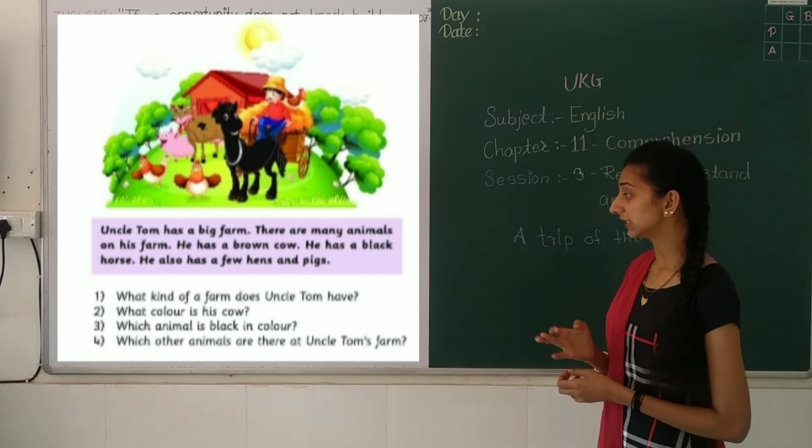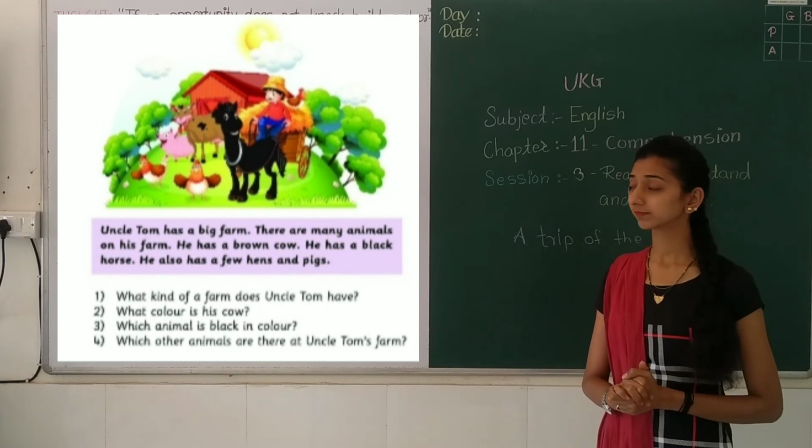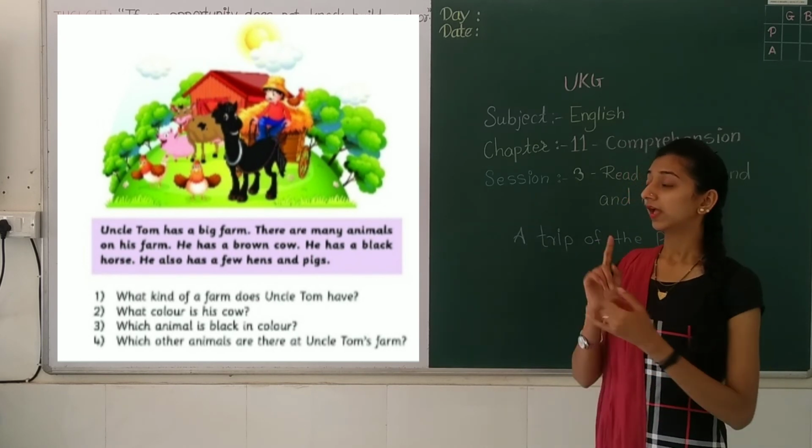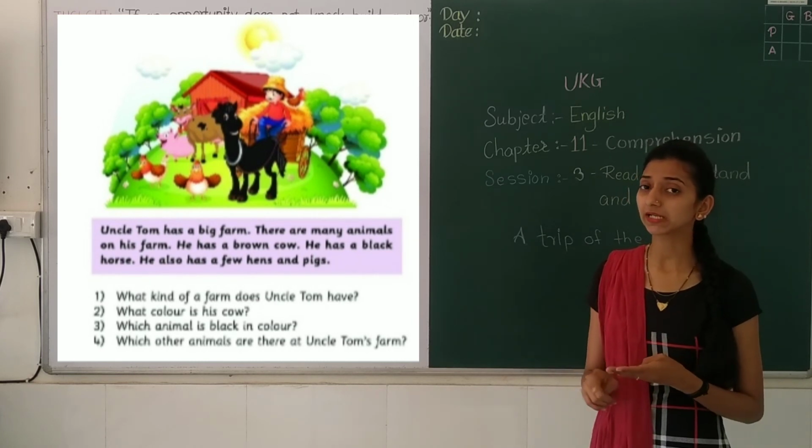Then the next question is, which other animals are there at Uncle Tom's farm? Which other animals are there at Uncle Tom's farm? Tell me. There are hen, horse, cow and pigs.